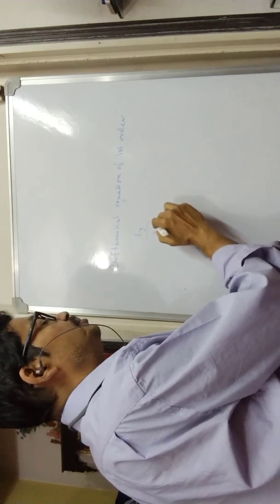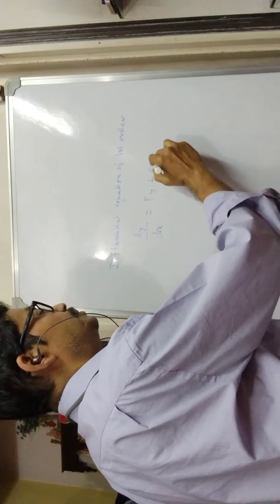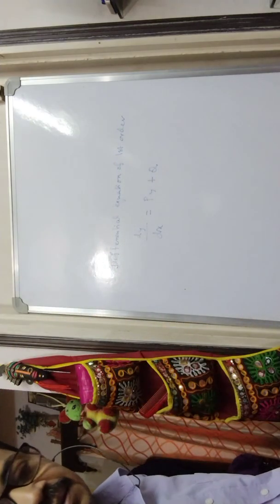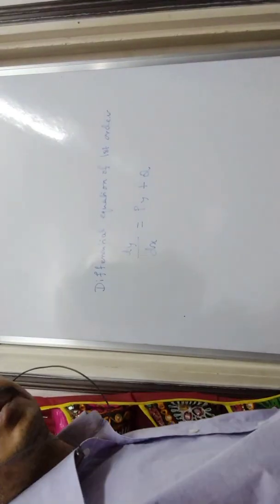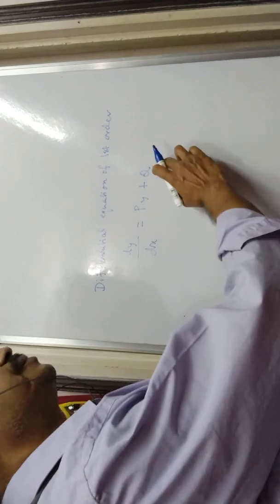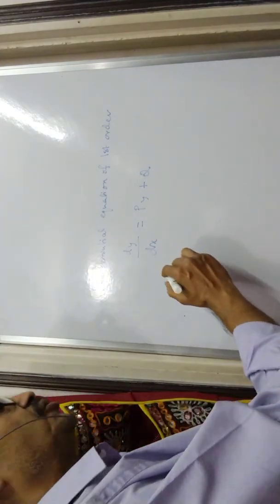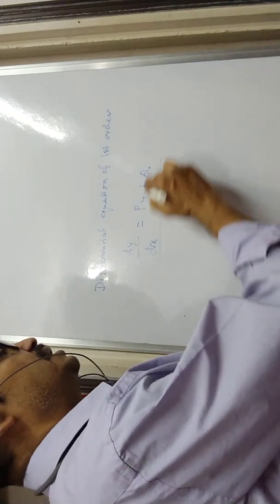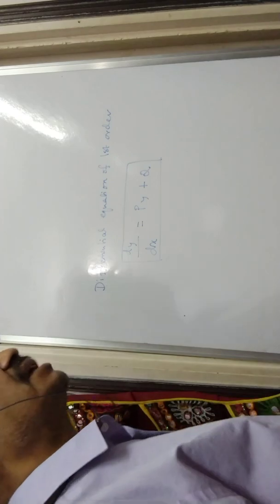The general form may be taken as this: dy/dx plus Py equal to Q. This is actually a linear differential equation of first order and first degree.